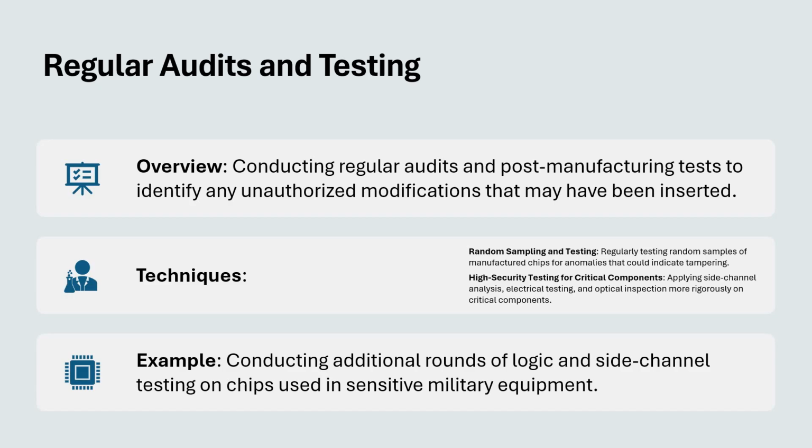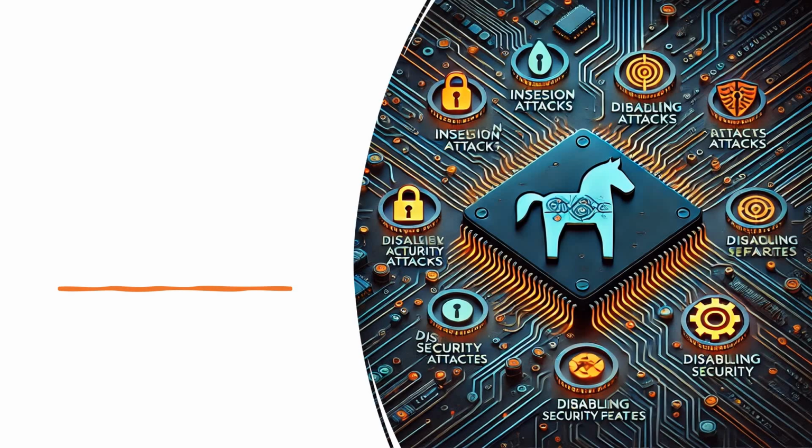And high security testing for critical components is essential. We can apply side channel analysis, electrical testing, and optical inspection, and it can be done in a much more rigorous way on the critical components that we are looking at. For example, you can conduct extra rounds of logic and side channel testing on the chips used in military equipment. That is very sensitive, so we will have to do it that way. Audits and testing are really helpful.